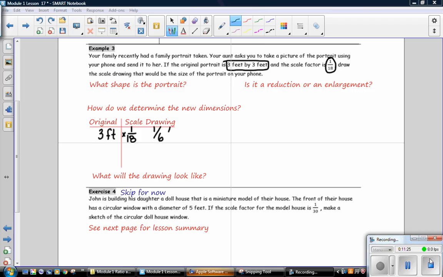One-sixth of a foot is an unusual measurement, so let's convert that to inches to make it user-friendly. 1/6 of a foot, so that's 1/6 of 12 inches, and 1/6 times 12 equals 2 inches. So this scale drawing is going to be 2 inches. Now it is a square, so the length and the width will both be 2 inches. So what will the drawing look like? It will be a square, and it will be 2 inches by 2 inches.